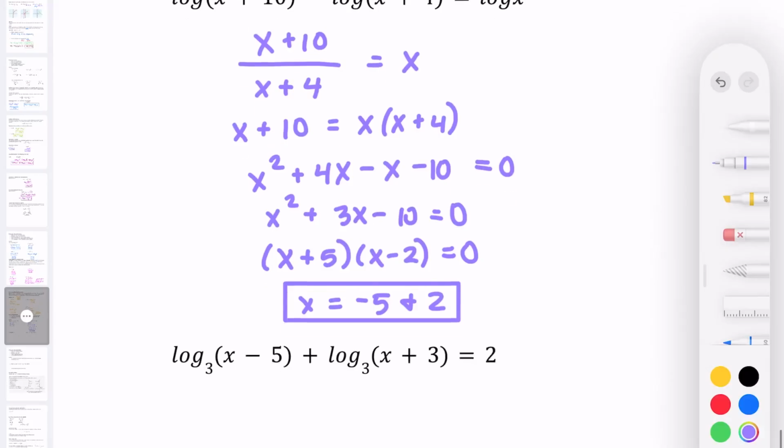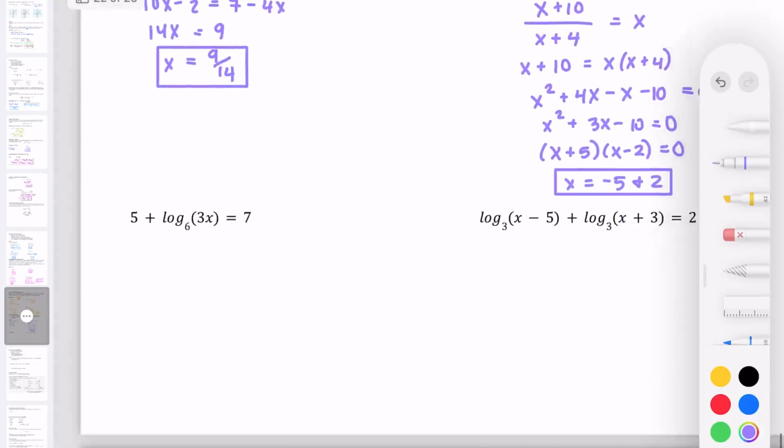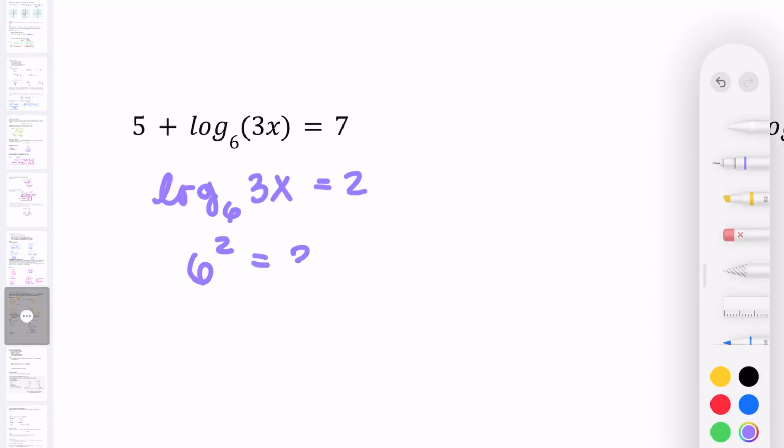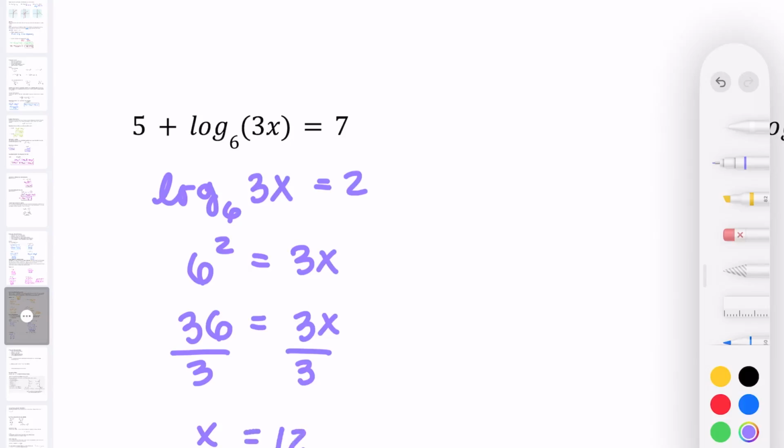So let's move on. Now we need to go ahead and simplify a little bit before we do anything else. So I'll go ahead and bring that 5 over by subtracting it. And now I can rewrite this in exponential form. And if I divide by 3, I'll find that x is equal to 12.